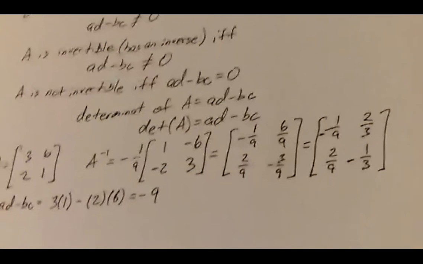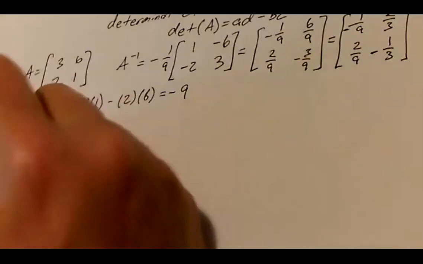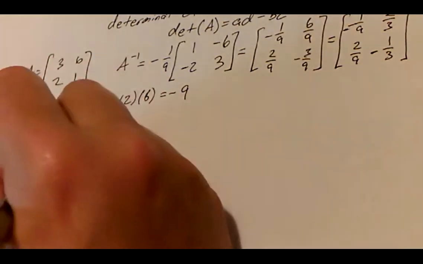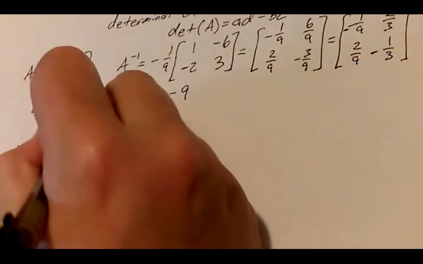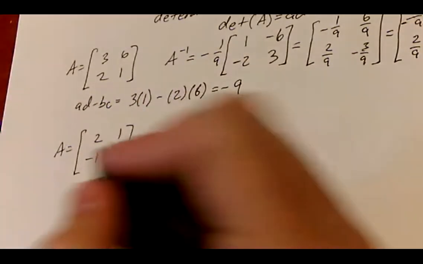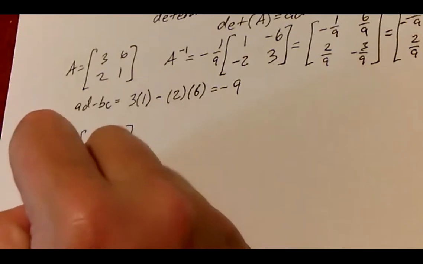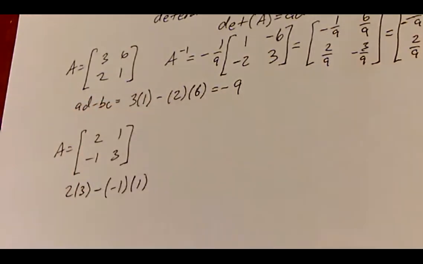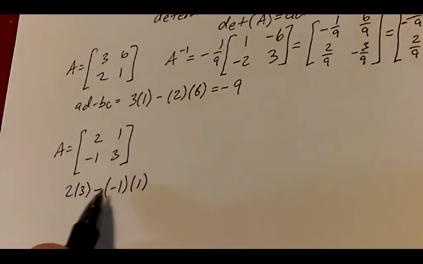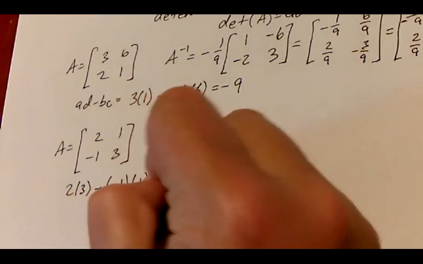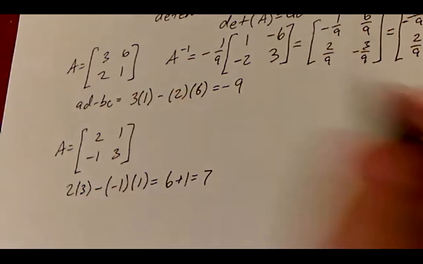Okay, so let's do one more of this type. Okay, so I have my matrix here: 2, 1, -1, and 3. Let's find the determinant here first. This is going to be 2 times 3 minus -1 times 1. So here's one where, like I was saying, be careful with your positive and negative signs. Negative and negative here is going to be plus. So this is going to be 6 plus 1. It's going to be 7.